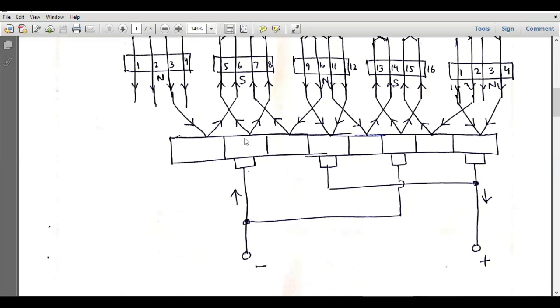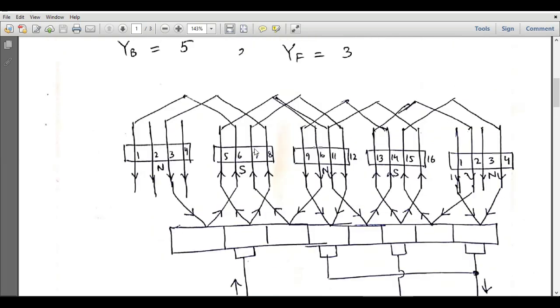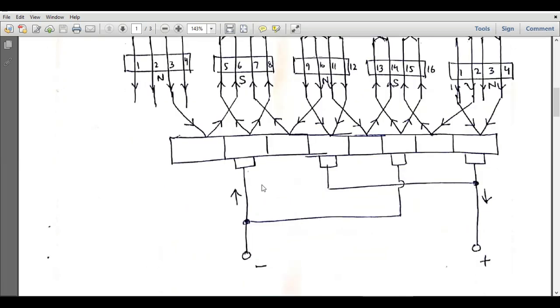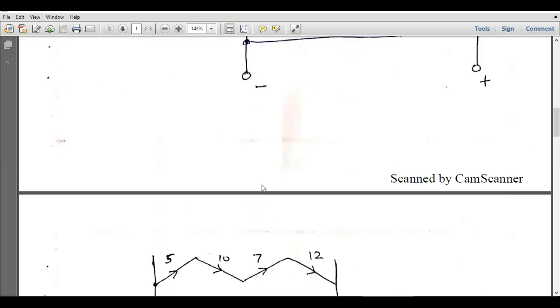So this carbon brush and this carbon brush can be joined together, and this carbon brush and this carbon brush can also be joined together, because they are providing the current and these two segments are receiving the current. This will become our positive terminal of the DC generator and this will become the negative terminal of the DC generator. So this is how we can perform lap winding in the armature core of a DC generator.